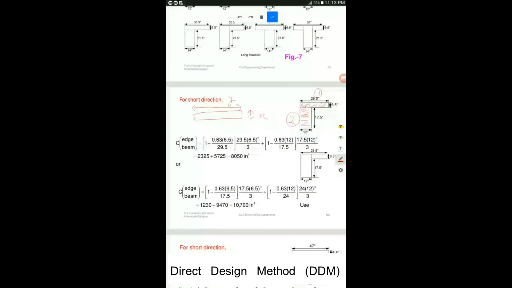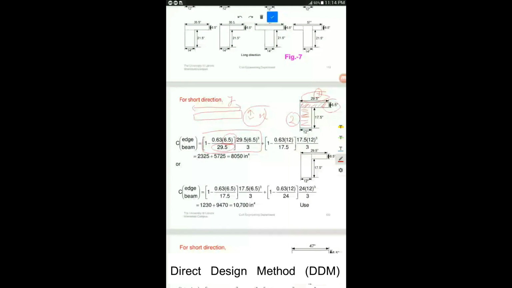So the formula is 1 minus 0.63 into X. There was an X here, so I'm going to put this dimension, which is 6.5 inch for this first rectangular component, and Y, which is the longer dimension here, I'm going to put 29.5 here. So this is the formula, plus the same calculation will be applied on the second rectangular component.